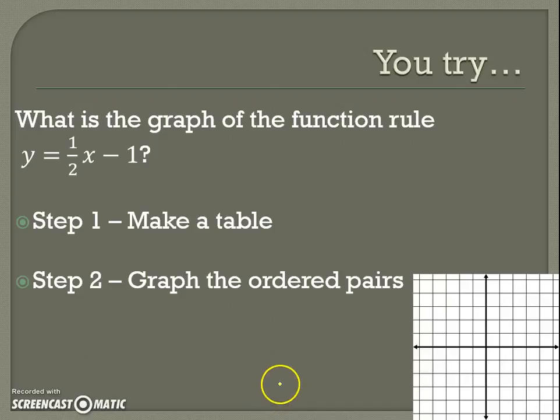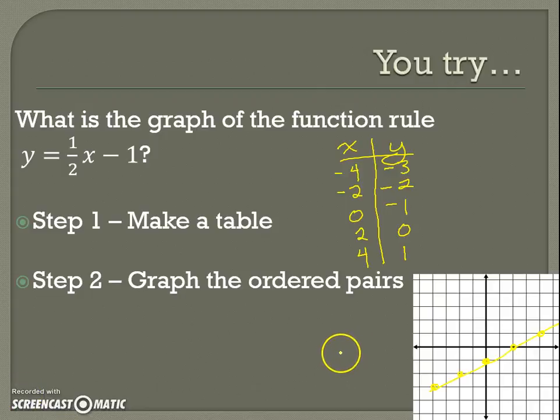All right, here's one for you to try. Go ahead and pause and give this one a go. All right, so here's what I got on this one. You'll notice here I picked a little bit different numbers, and the reason I did that is because of this denominator 2. I picked numbers that I know are divisible by 2, and it just makes it a little bit easier. If you still did negative 2, negative 1, 0, 1, and 2, it wouldn't be a big deal.